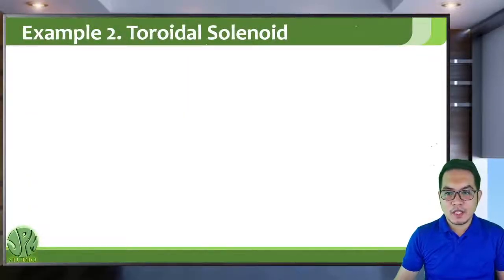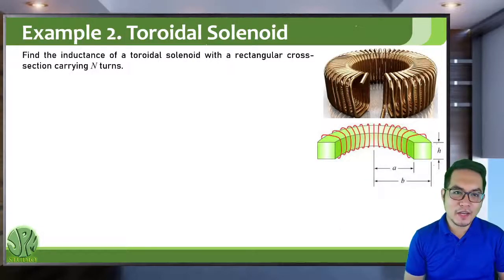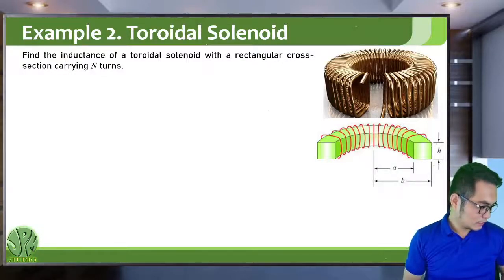Okay, so let's now have an example on inductance. We have a toroidal solenoid with a rectangular cross-sectional area. Find the inductance of this solenoid carrying N turns.